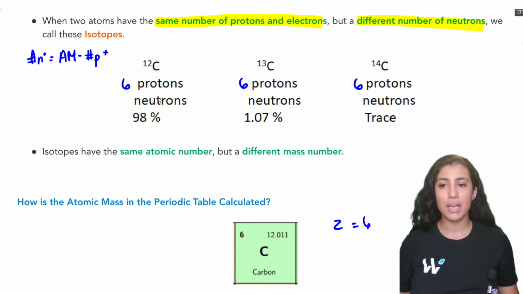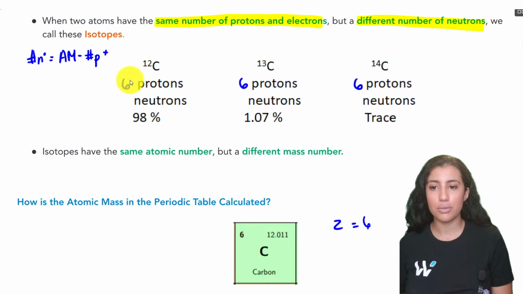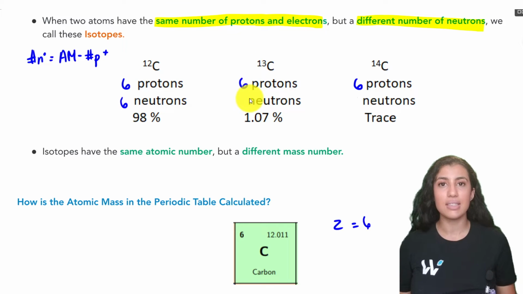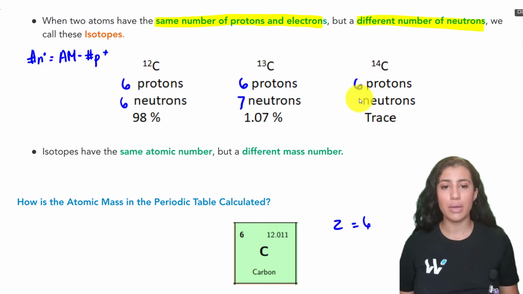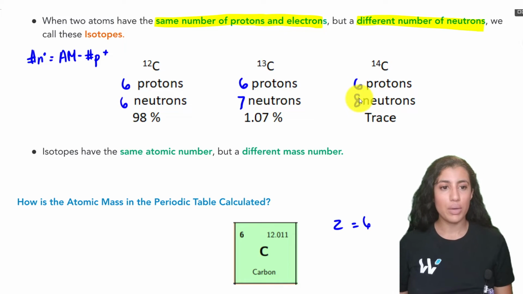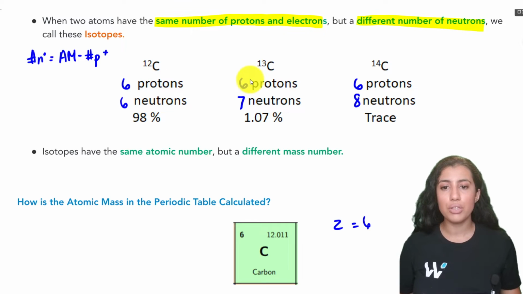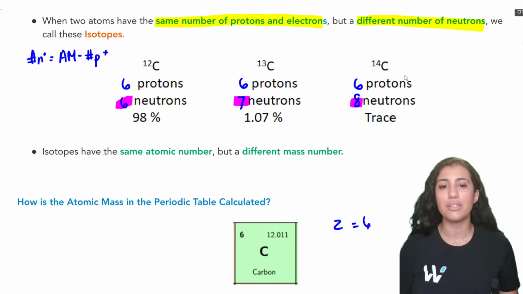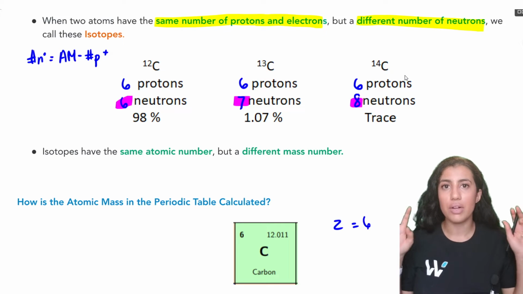So in the first case, we have the mass of 12 minus 6, and we get 6 neutrons. In the second one, we get 13 minus 6, we get 7 neutrons. And finally, we get 14 minus 6, and we have 8 neutrons. So we can see that the number of protons in each of these has stayed the same, but the number of neutrons is different, and that's what tells us that these are isotopes of each other. So they're all isotopes, or you can think of it as versions of carbon, and they all exist in nature.